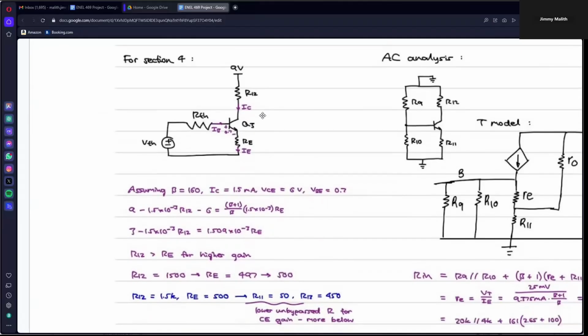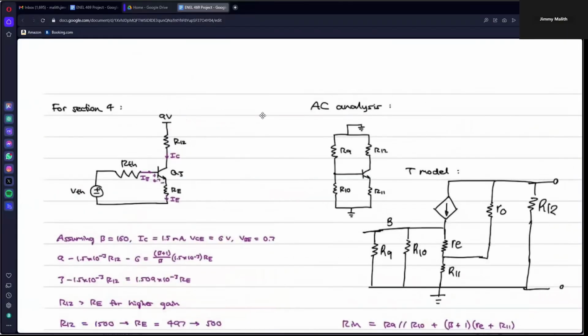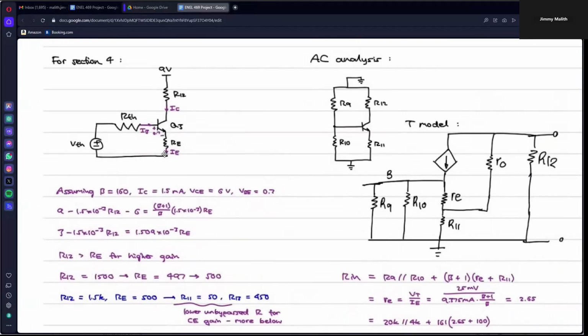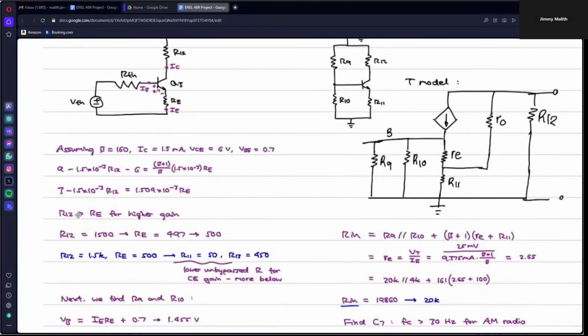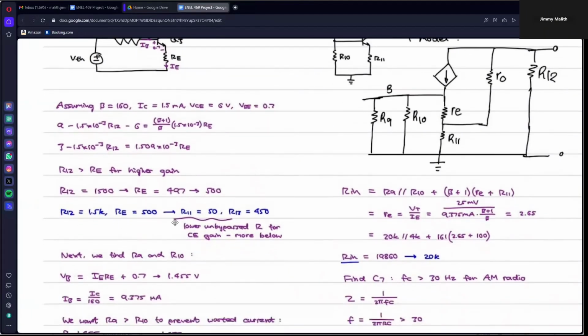Okay, so for our resistor and capacitor calculations, here's the baseband amplifier. We assume beta equals 160, IC equals 1.5 milliamps, VC equals 6, and VB equals 0.7. So we got a relationship between R12 and RE, and we know R12 has to be greater than RE for more gain. And also we got this relationship between R11 and R13.